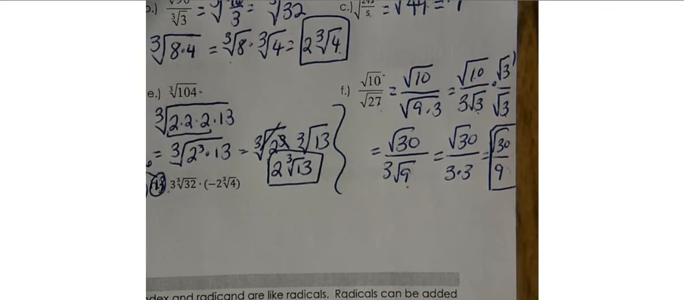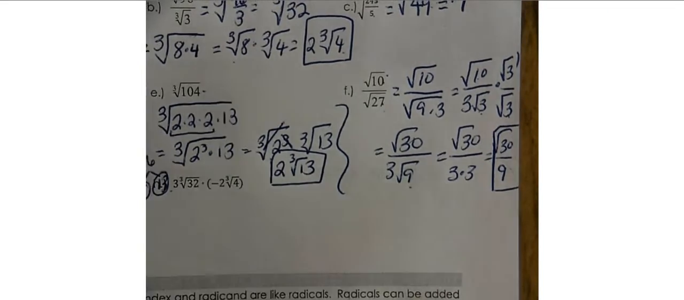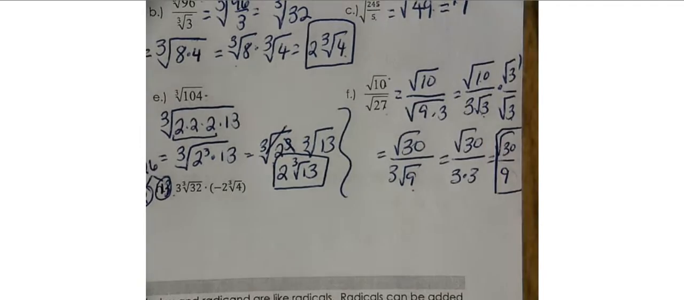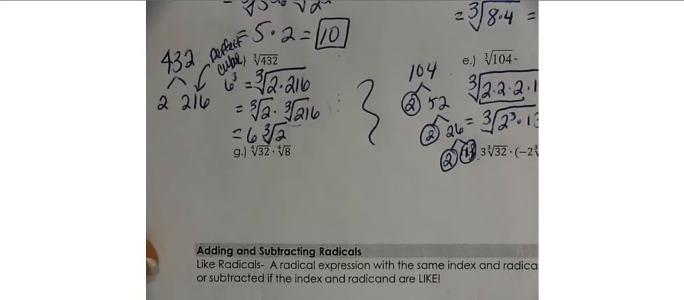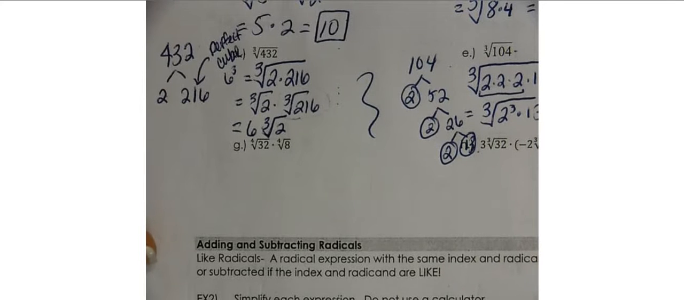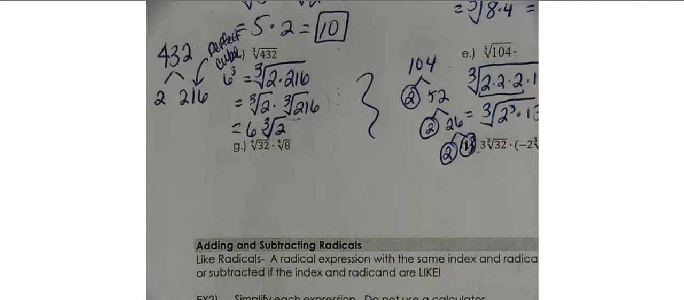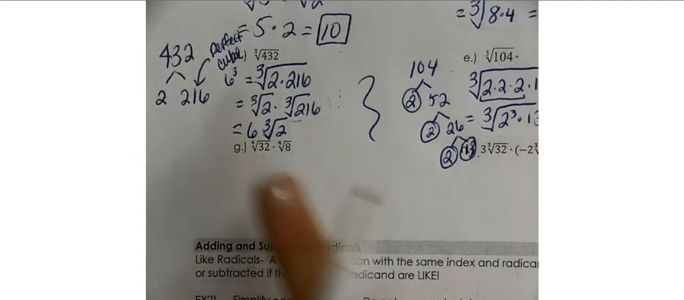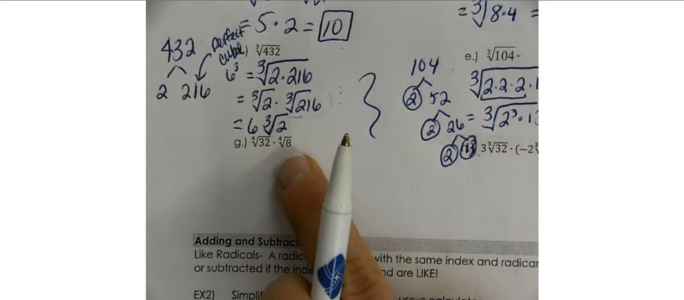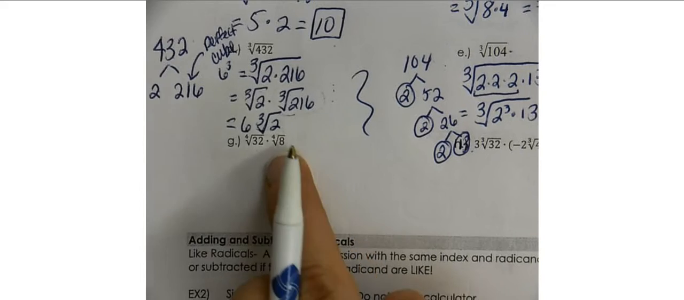We have 2 more examples, and then we're finished with this first portion, and then we have a really quick example that's coming up next. So for letter G, we have the 4th root of 32 times the 4th root of 8. 32 is a perfect 5th power, but other than that, it's not a perfect 4th power. And 8 is a perfect cube, but we want to take the 4th root of it.